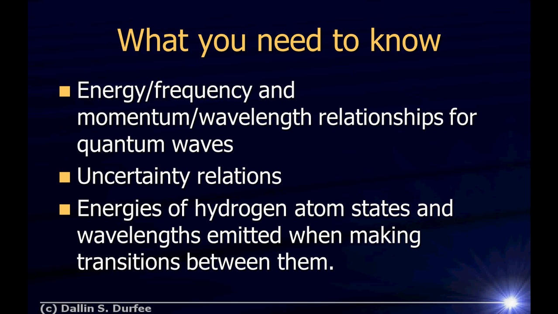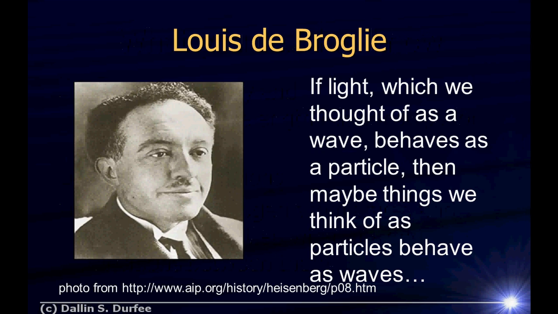First of all, I'm going to give you an equation that relates energy and frequency for a quantum particle, and I'm going to give you an equation that relates momentum and wavelength for a quantum particle. Alright? The next thing, we're going to talk about uncertainty relationships, both for classical waves and for quantum waves. You need to know those. And then finally, you need to know how to figure out the allowed energies for hydrogen atom states, and how to figure out what wavelengths of light are emitted when a hydrogen atom makes transitions between two particular states. Alright? But now let's get into quantum mechanics.